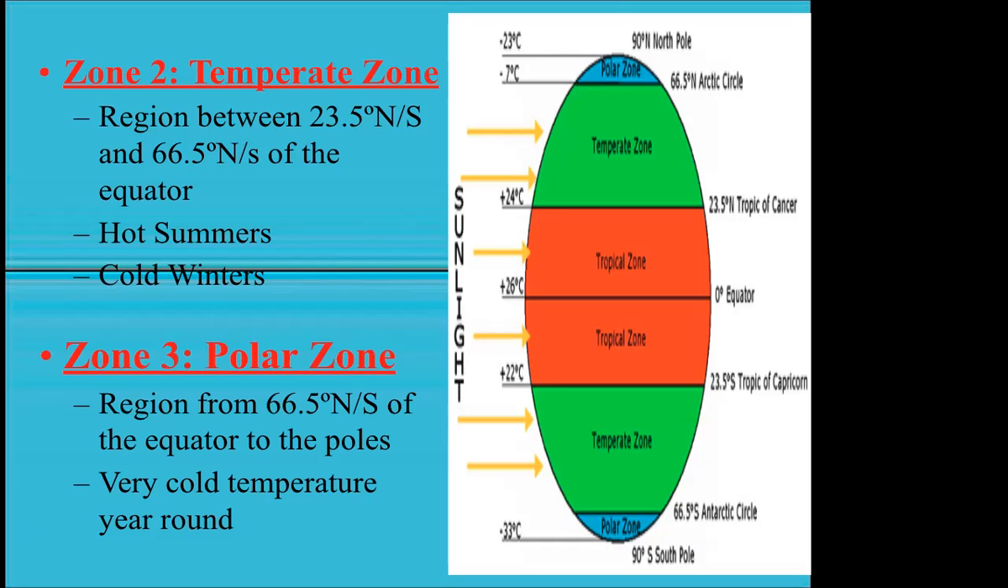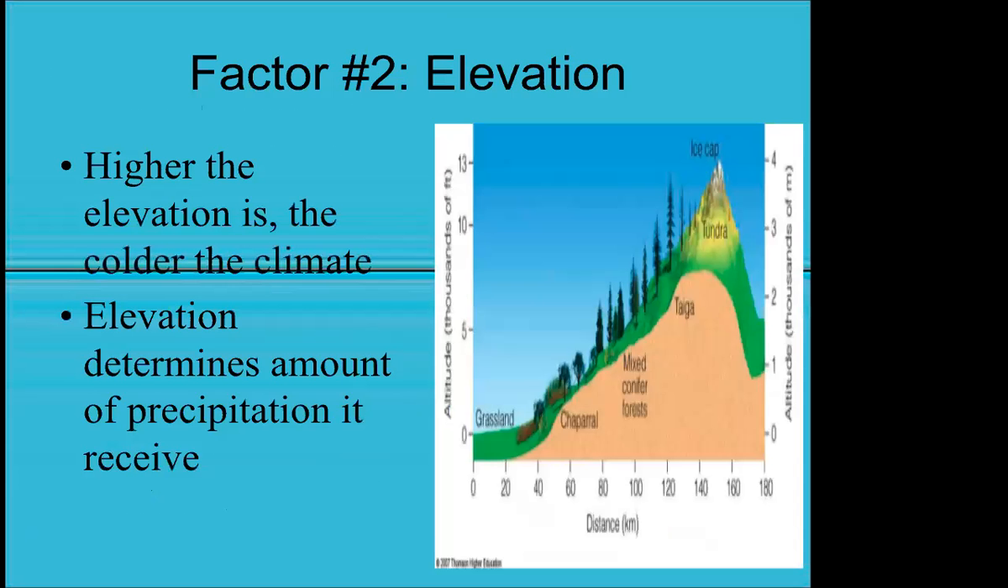All right, so tropical, equator, warm. Temperate, above and below the tropical. So we've got cold winters, so think of what happens here, and warm summers, right? Then you've got the polar. That's towards the poles on either end, and that is going to be cold all year. Everybody follow? Good? All right, next is elevation.